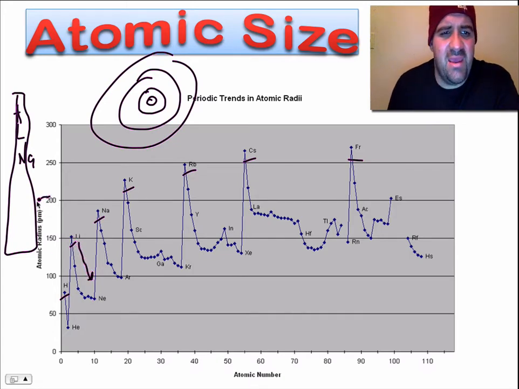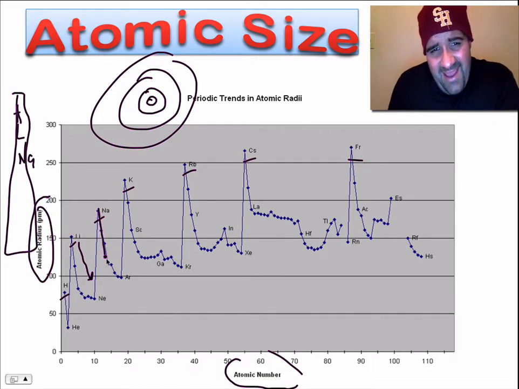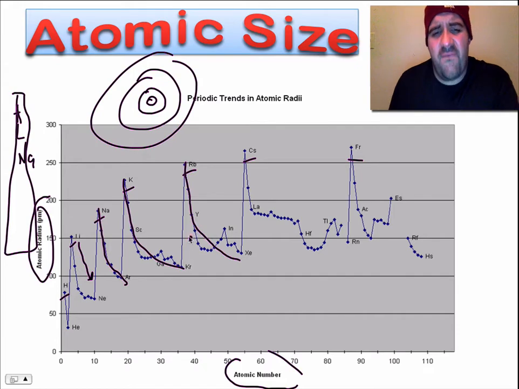This is plotting atomic size versus atomic number. So each one of these dots is an atom. Hydrogen, helium, they go in order. Lithium, beryllium. So each one of these lines down represents a row on the periodic table. Each one of these is a new row. And there are a few exceptions to the rule, but it's just showing size trends, periodicity, a repeating pattern every row that you go across.